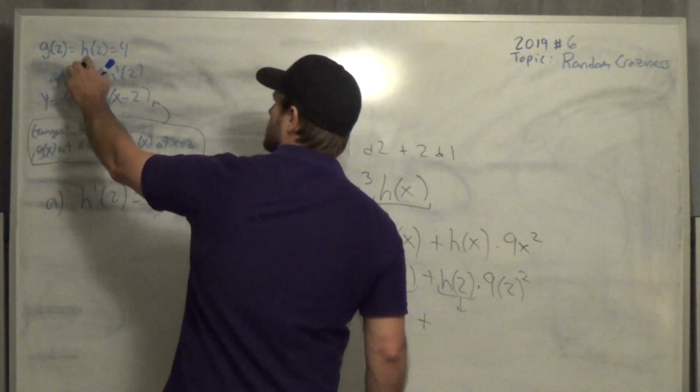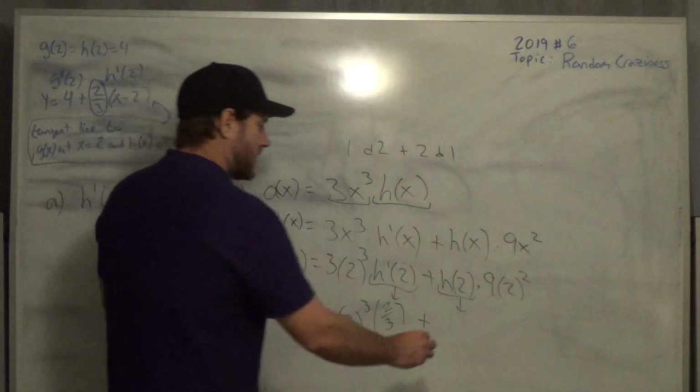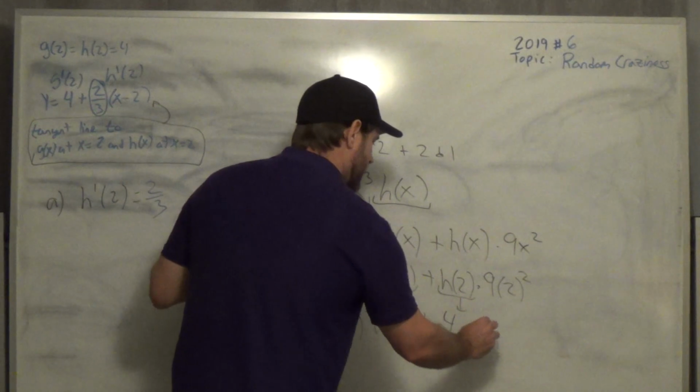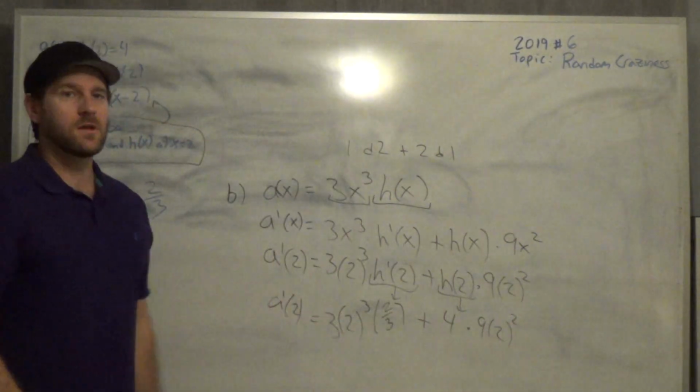Well, h of 2 is up here. That's one of the random pieces of information. H of 2 equals 4. Sorry, I didn't think we were going to need that until later. And there. That's where you can leave it.